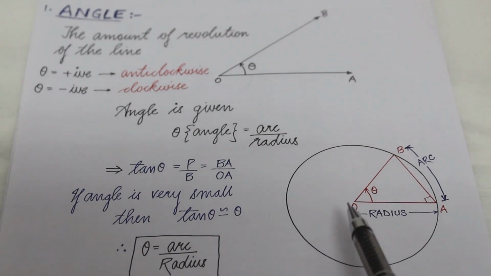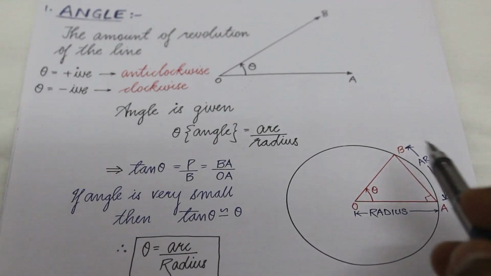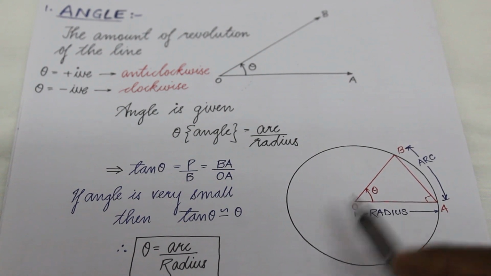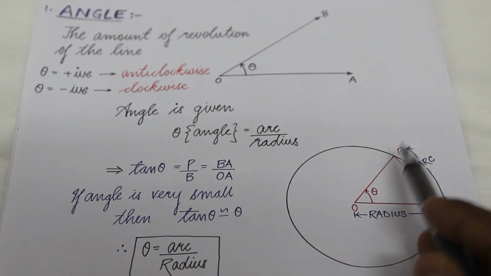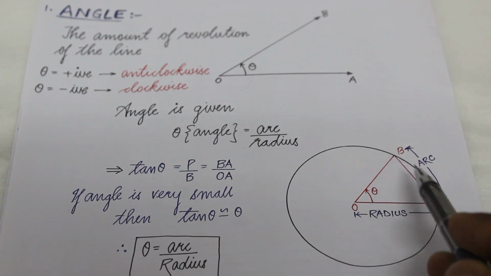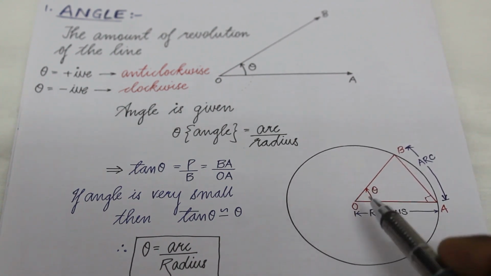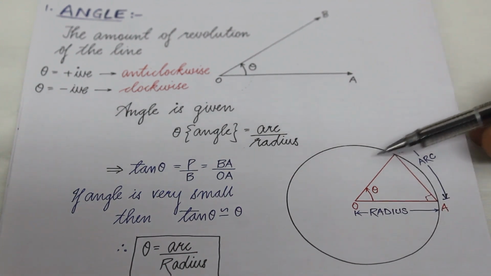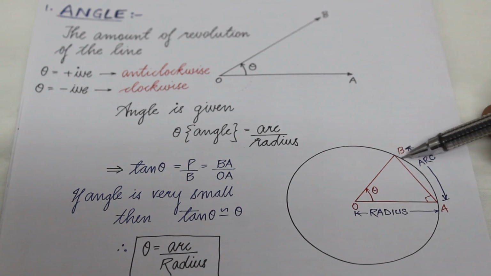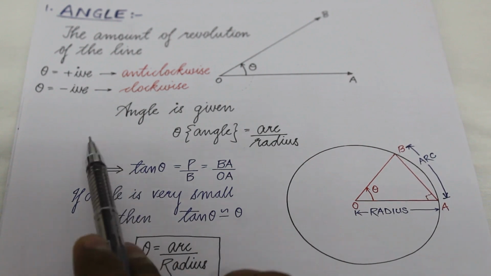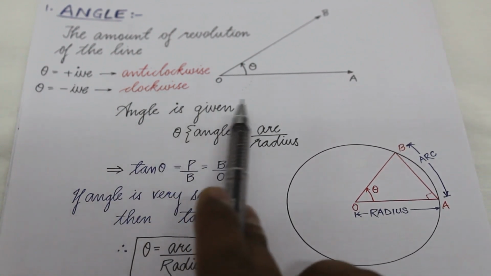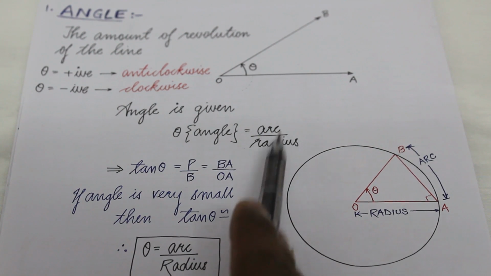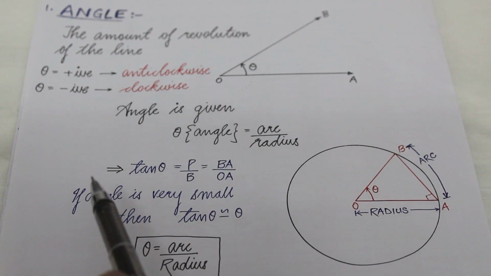Let us consider again the line OA. It is rotated about point O. Let's say it reaches a point B. So as you see in this diagram, I have completed a circle where OA is the radius of the circle, and the point B to A, this black line, is represented as arc. So the angle is given by angle is equal to arc upon radius. Now how did this arc upon radius come about? Let us understand that.